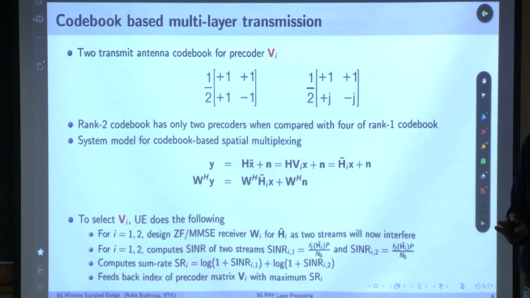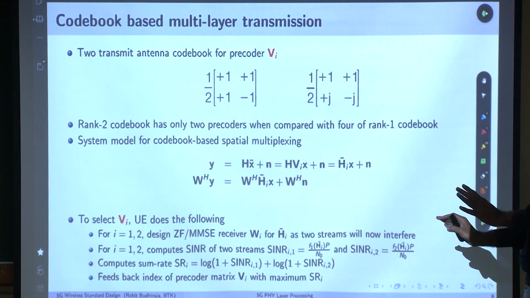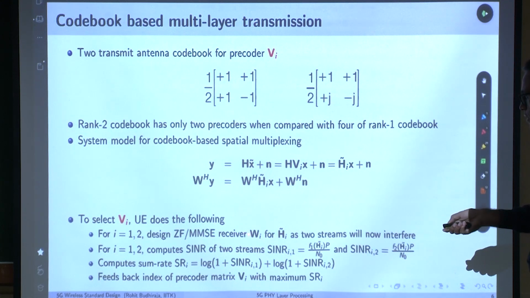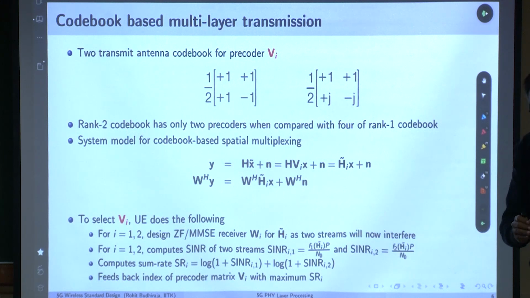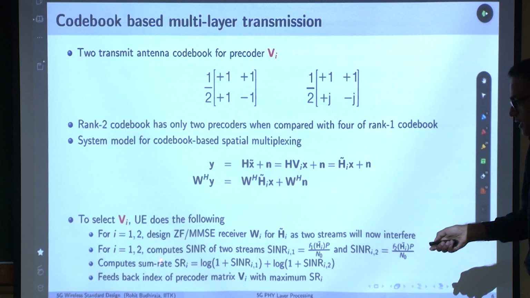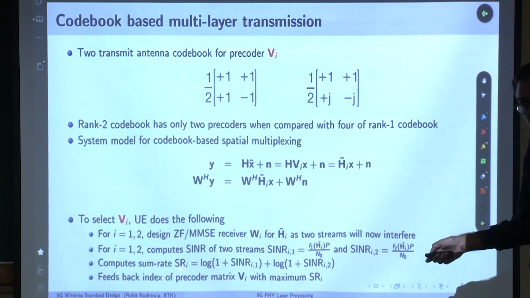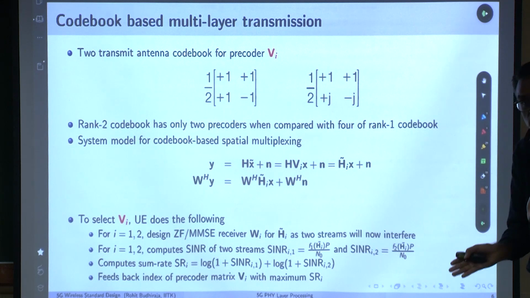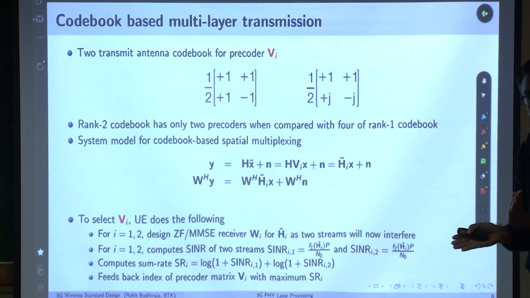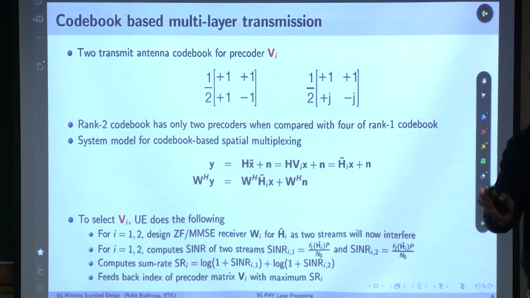So the idea remains the same. Estimate the channel, design the receiver for each of these precoder entries, calculate the SINR of 3 layers, sum them. There will be 16 different entries, 16 different sum rates corresponding to 16 different entries of the code book. Feed back the maximum. That's all. So we stop here. Thank you.